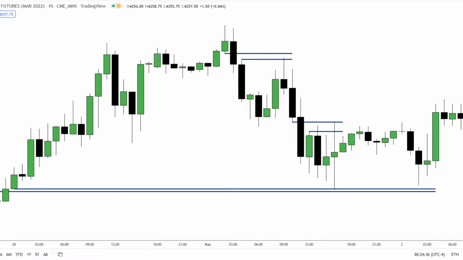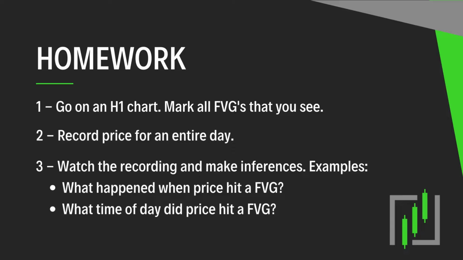It is going to take some work on your part though, and I'm going to show you what to do. Go on a 1-hour chart. Extend a horizontal trend line across all the different fair value gaps that you see. Now here's a pro tip. Hold down the Shift key to keep that trend line straight. Extend that trend line out in time, at least one day.